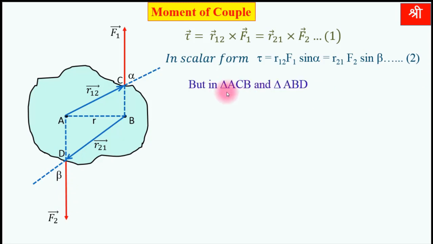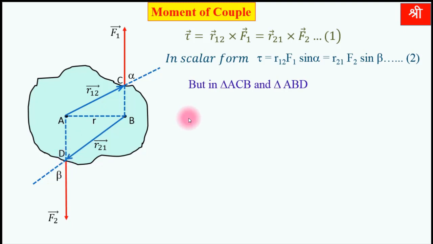But consider triangle ACB and triangle ABD. Now if this angle is alpha, then this angle ACB will also be equal to alpha, because they are opposite angles and opposite angles are always equal. Similarly in this triangle ABD, if this angle is beta, then the opposite angle which is ADB will also be equal to beta, because they are also opposite angles and opposite angles are also equal.